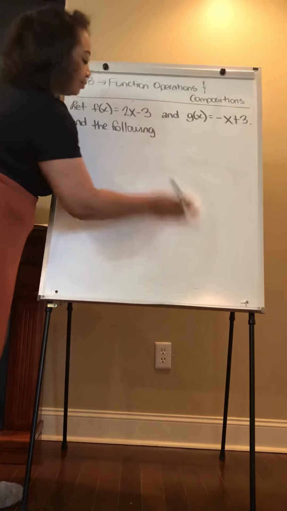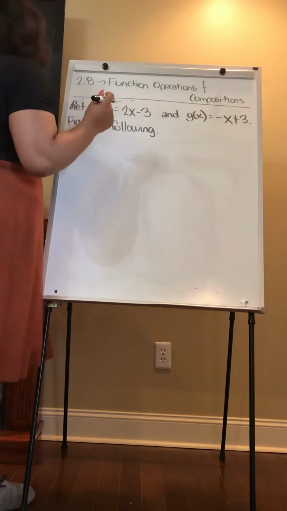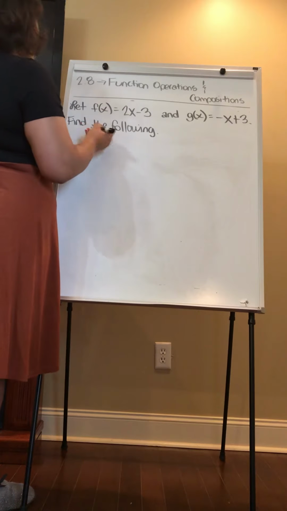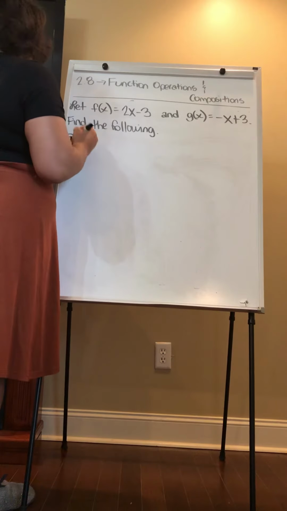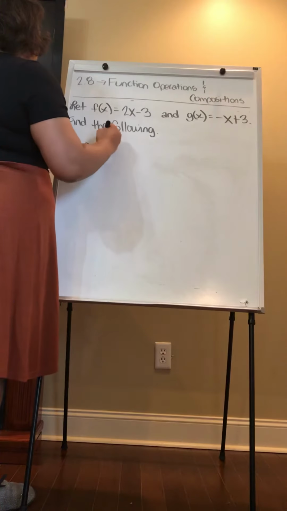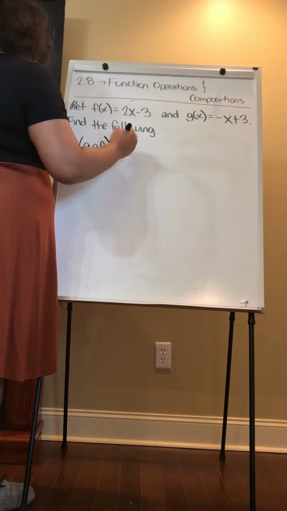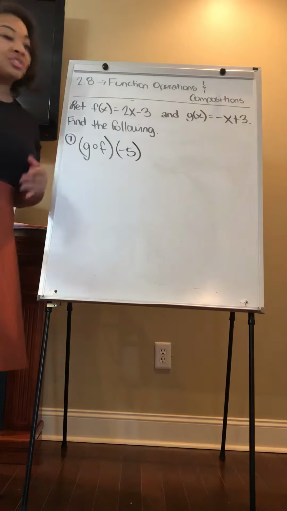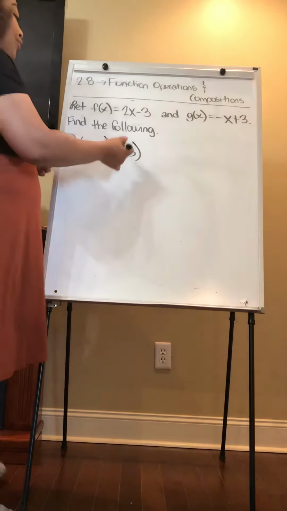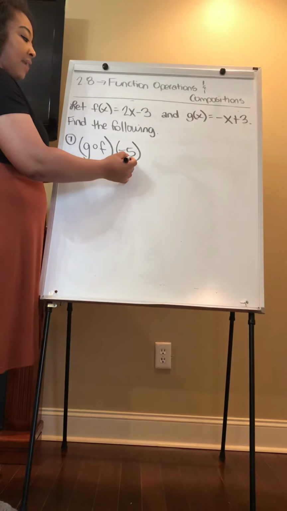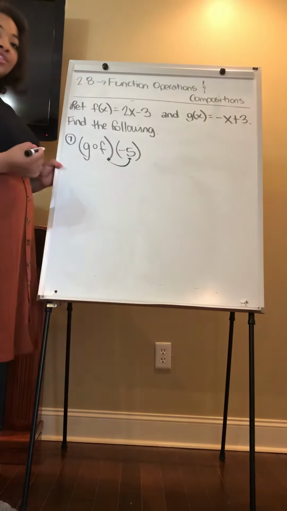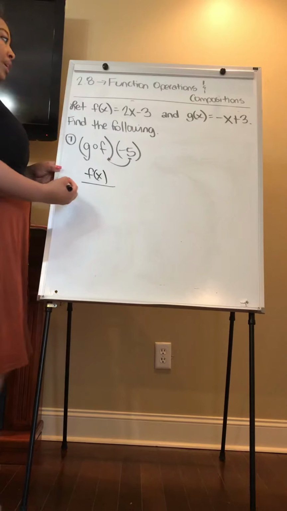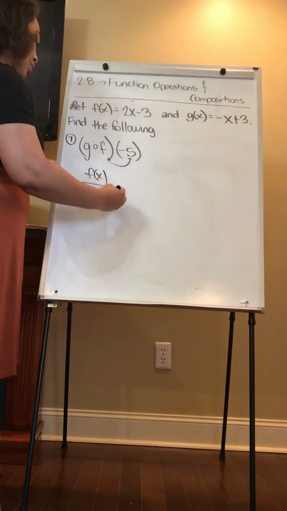Another example. Let's do g of f of negative 5. So I don't want you to think it's always going to be f of g. I can switch it up and do g of f. So same process. You're going to take negative 5 and plug it into the function that's closest to it. This time it would be the f function. So you're going to go to the f function, which is 2x minus 3.